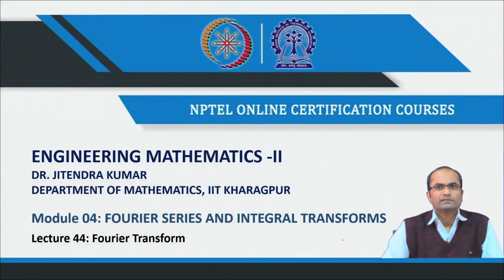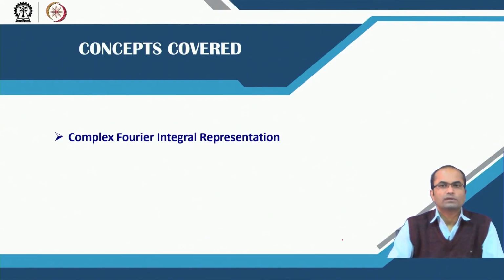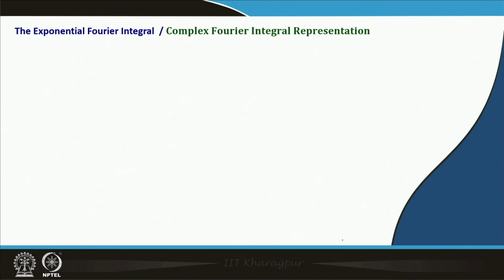So, welcome back to lectures on engineering mathematics 2, and this is lecture number 44 on Fourier transform. In this lecture, first we will go through the complex Fourier integral representation. This is an exponential form of Fourier integral representation, and then from this representation we will derive the so-called Fourier transform.